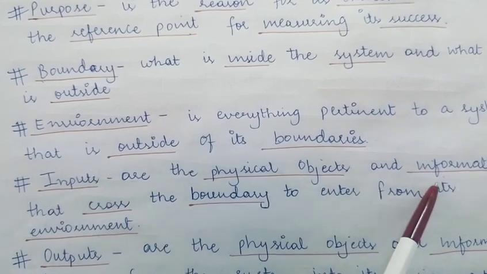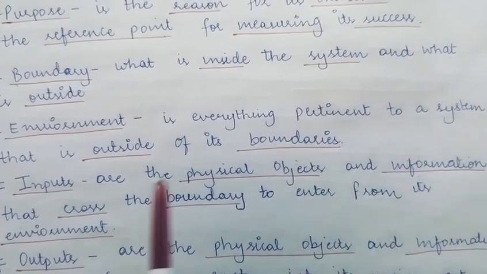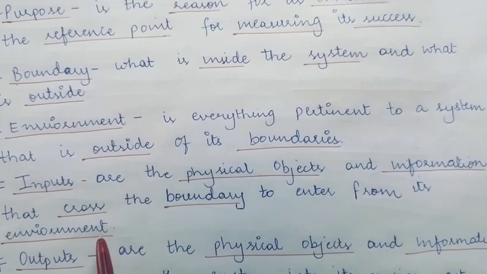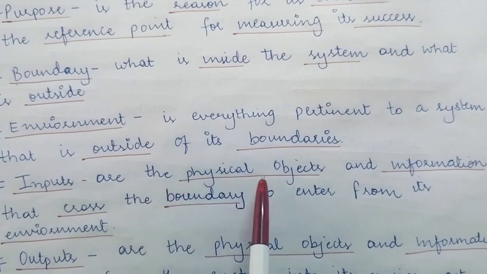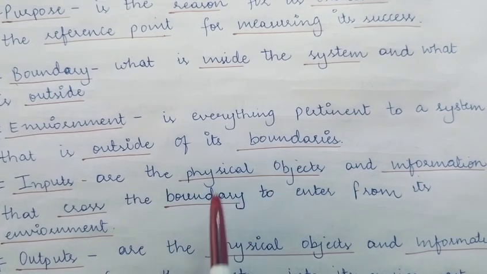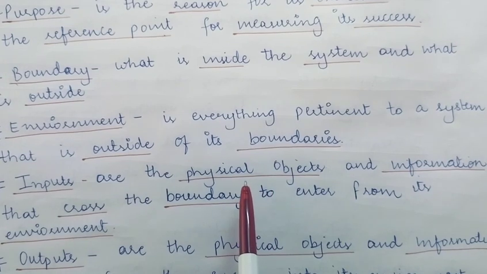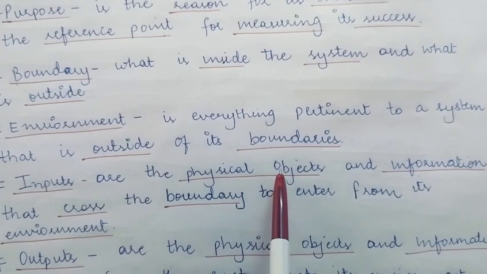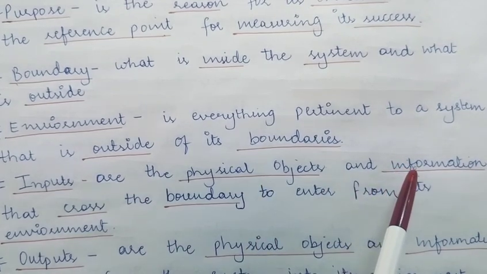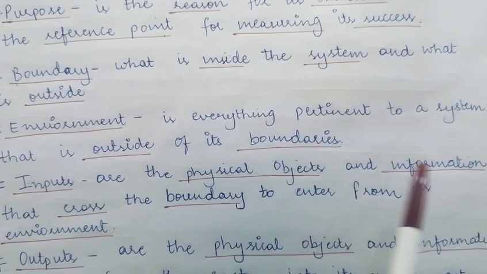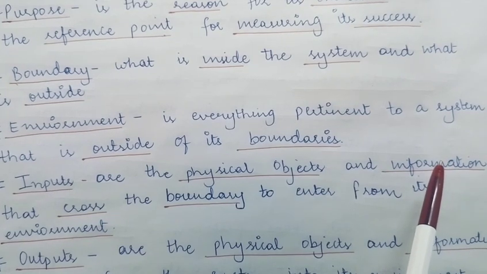Next is the input. Inputs are the physical objects and information that cross the boundary to enter from its environment. Input basically you get from the outside world, right? So when I talk of the input of a system, that means any physical objects or information. When I talk of any other system, say for example a manufacturing plant, what would be the input? All those physical objects, like the raw materials and everything, that would be coming from outside. And in respect to information technology, what would be the input? It would be the information that you get from the outside world.